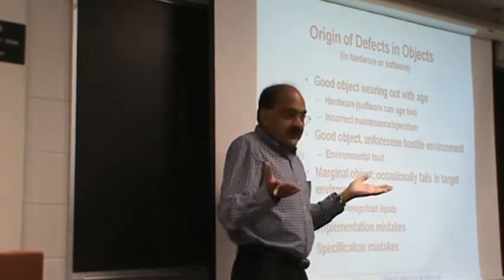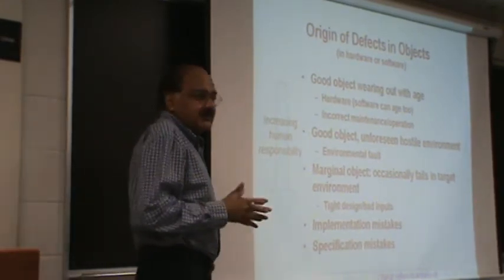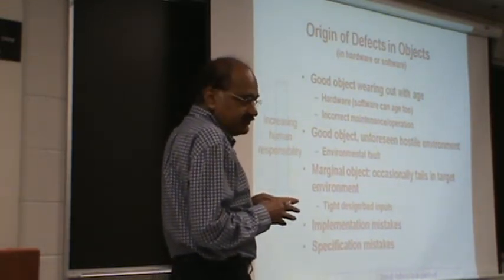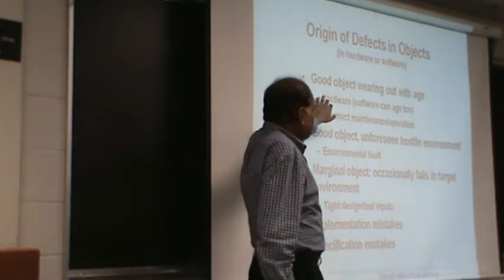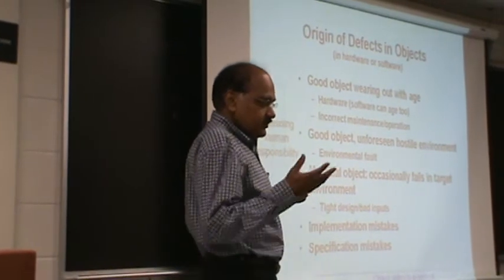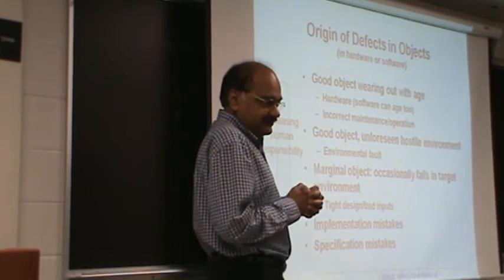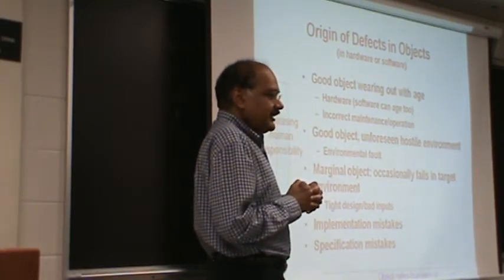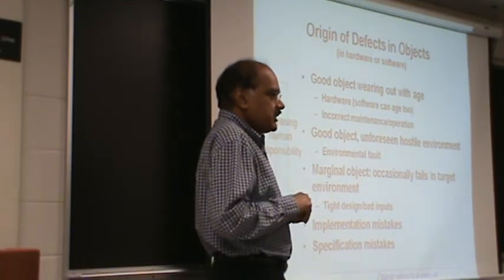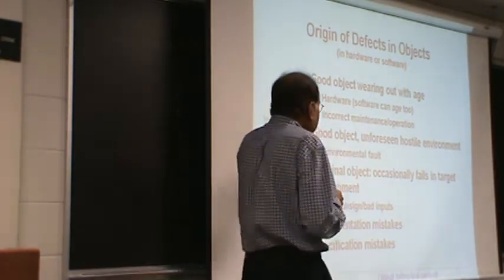Good objects wearing out with age. So what can you do? They naturally age. If you have a car, that will age with time. And hardware ages with time. Incidentally, we will come back to this later on. In our later quantitative analysis, we will assume that the hardware is not aging. You will wonder why, and I will mention the reason: there are two processes that counteract each other. But actually, hardware ages.